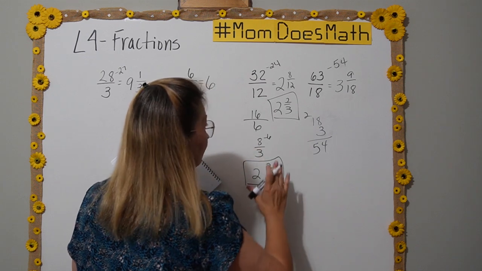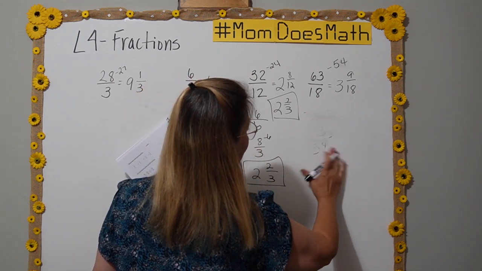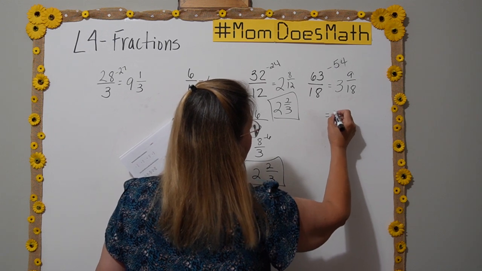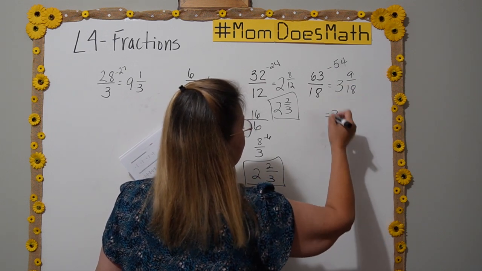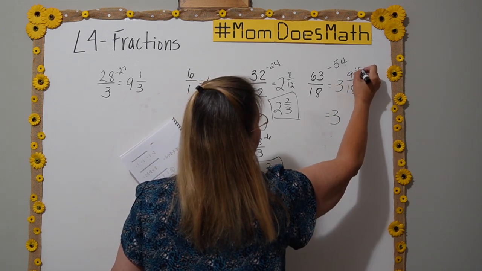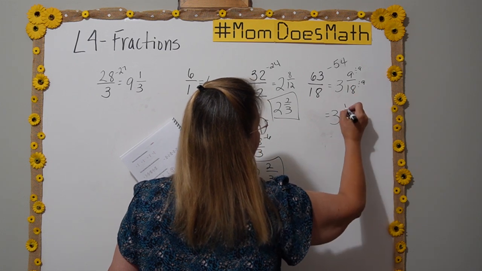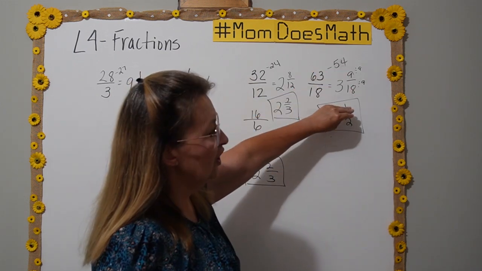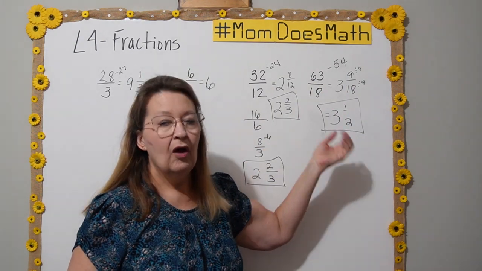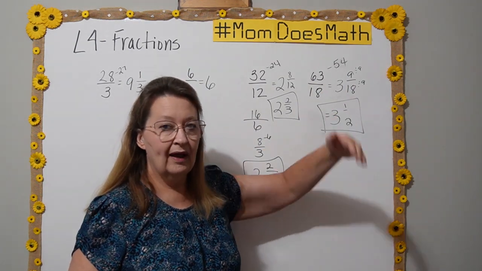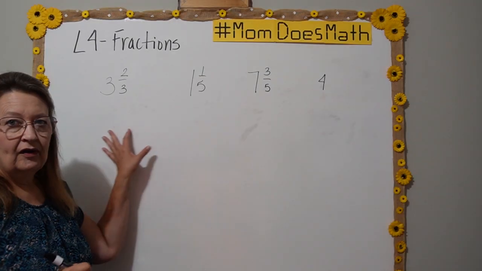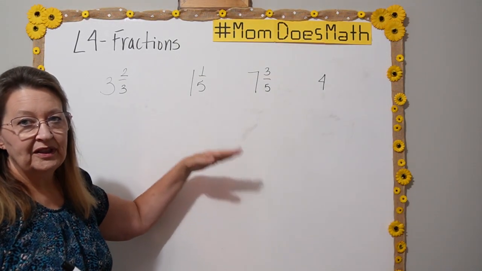Now, it is not improper anymore, but it's not lowest terms. I need to reduce the 9 over 18. What will go into both of those? 9 will. So when I divide both of these by 9, I get 1/2. So you can put it in lowest terms and then the mixed number, or you can put it in the mixed number and then in lowest terms. It doesn't matter.